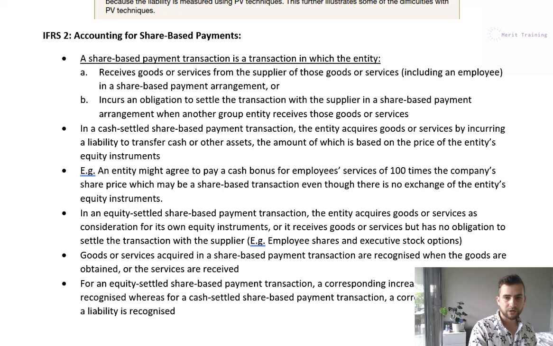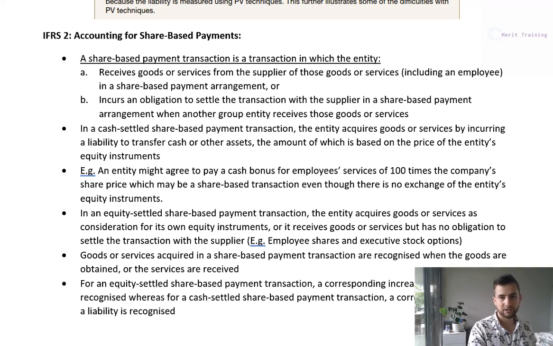So there's two types, right? There's the cash-settled share-based payment, which the entity acquires goods or services by incurring a liability to transfer cash or other assets, the amount of which is based on the price of the entity's equity instruments. E.g., an entity might agree to pay a cash bonus for employees' service of 100 times the company's share price, which might be a share-based transaction even though there's no exchange of the entity's equity instruments. It's still linked to the equity.